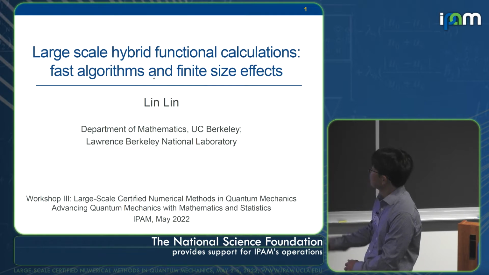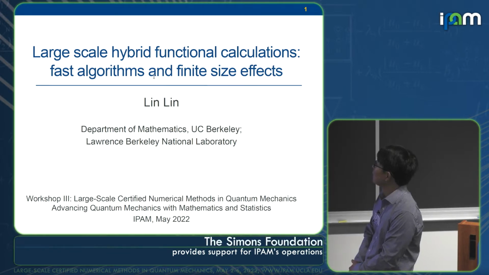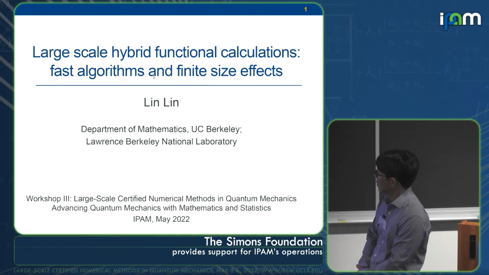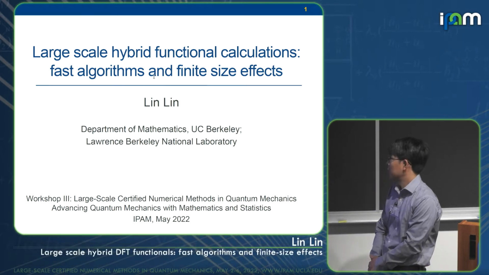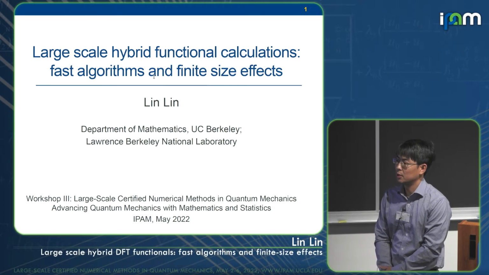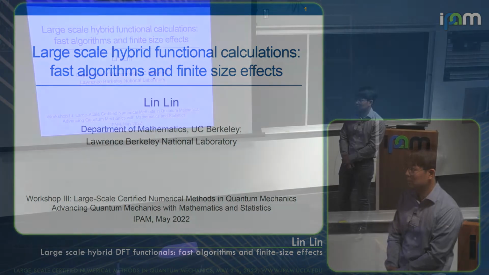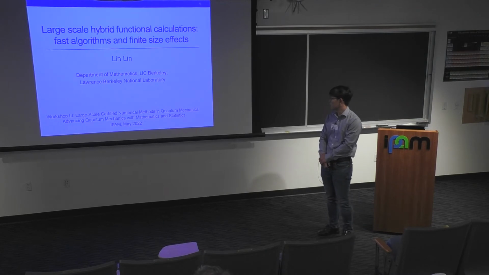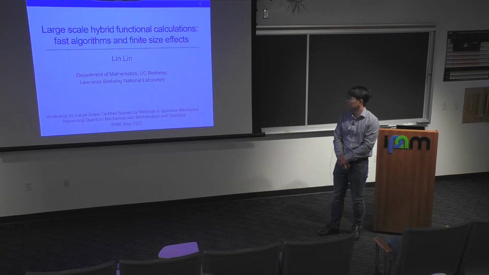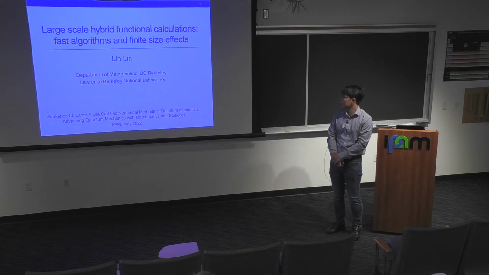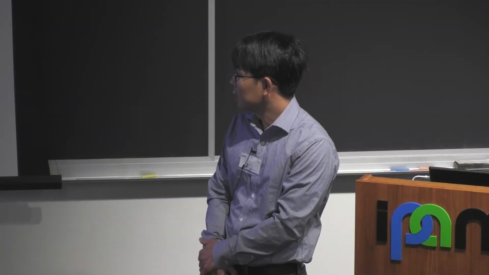And so my talk will combine a bit of both, and is about developing more efficient algorithms for hybrid functional calculations, which have received an increasing amount of attention in the past decade, and also about finite size effects, which is how you approach the thermodynamic limit. I'm quite glad to talk about this topic here because our chair, Francois Gigi, is really a pioneer in this field.